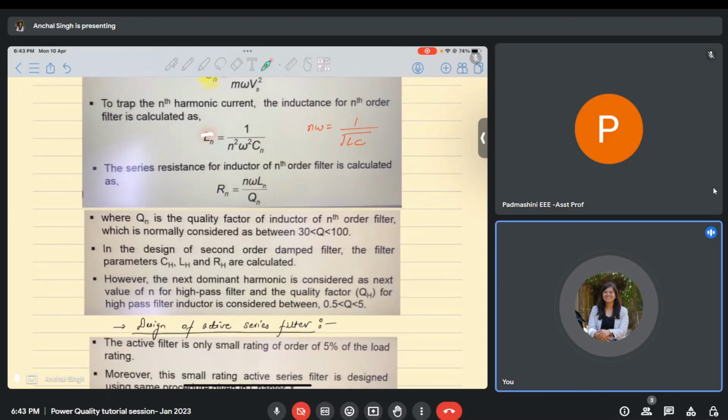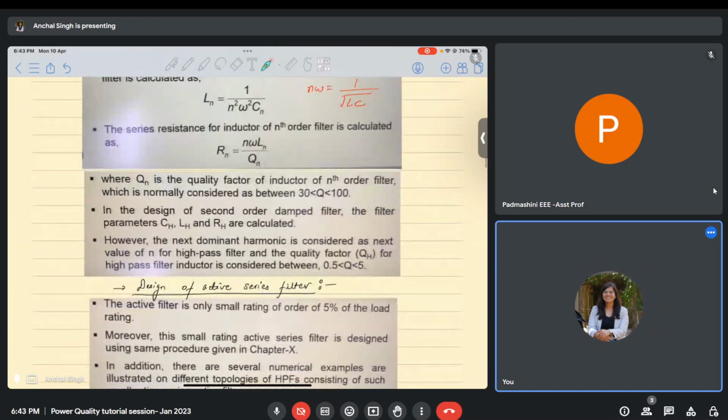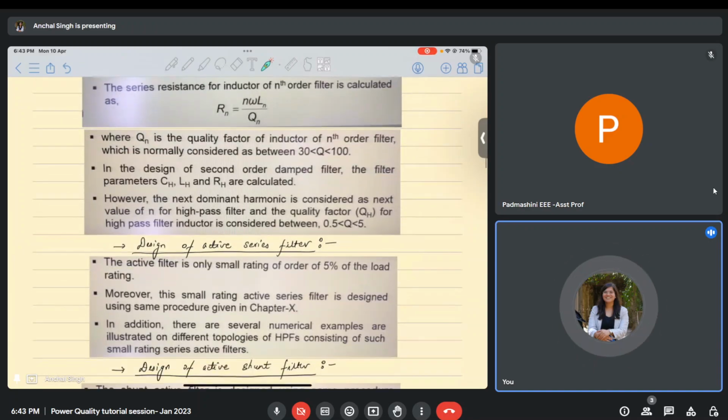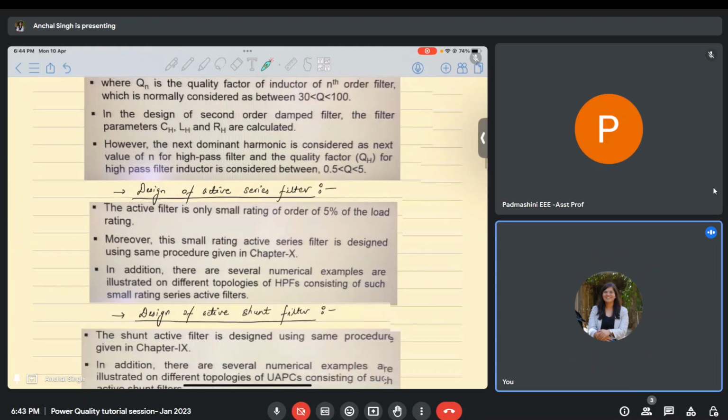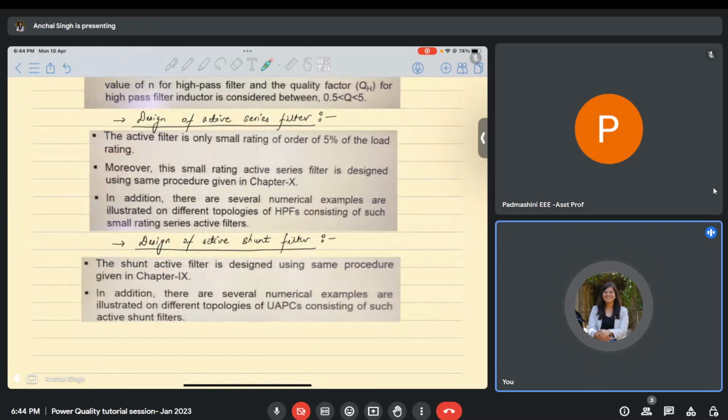And then after finding the inductance value, using the quality factor, we find the value of the resistance that will be put in the filter. This quality factor depends on what kind of filter we are trying to design. When we are trying to design a particular nth order tuned filter, we take the quality factor to be in the range of 30 to 100. Whereas when we design a second order high pass filter, we put the Q in the range of 0.5 to 5. That we have already discussed; we were just revising it again.